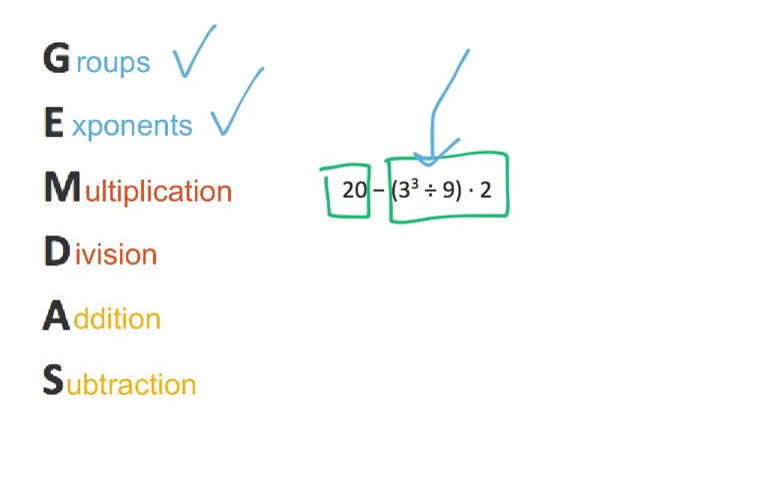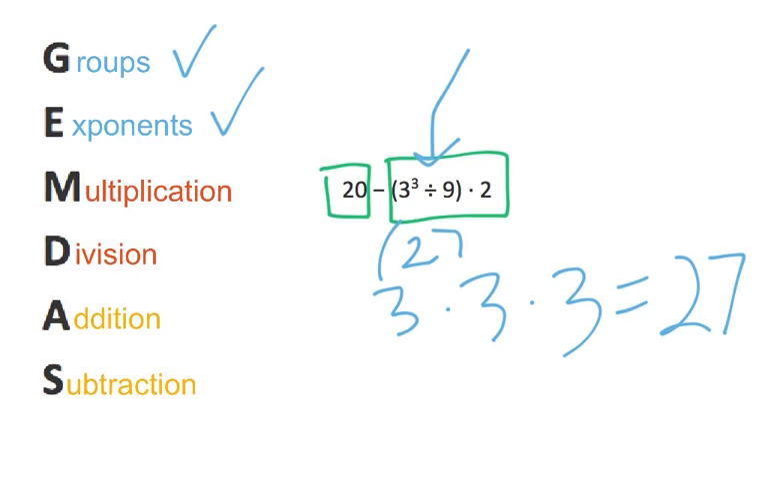And exponents, by the way, as we talked about earlier, are really just like multiplication. So let's take care of that. 3 times 3 times 3 is 27. So essentially what I have inside my grouping symbols is 27 divided by 9. 27 divided by 9 is 3. So all that stuff in the parentheses is equal to 3.